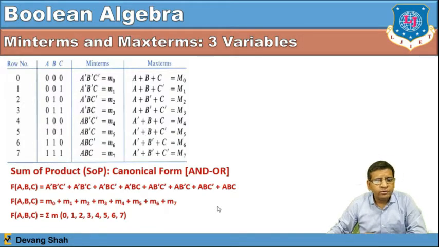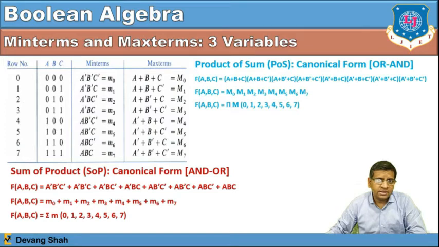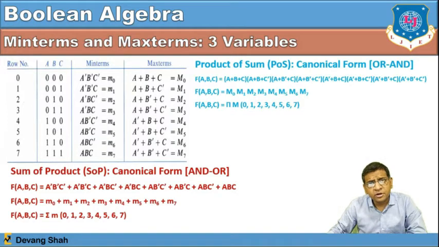And finally you can use the sign of sigma into small m 0, 1, 2, 3 up to 7, right? So this form we can define as SOP, which is called sum of products. Likewise, the product of sums is nothing but the representation of all terms in the way of max terms, right? So this is an OR and AND. The first stage is OR, a combination of OR and NOT, and then the second stage is AND, where you can see it's a product of sum terms. So you have a product of brackets and inside you have a sum.